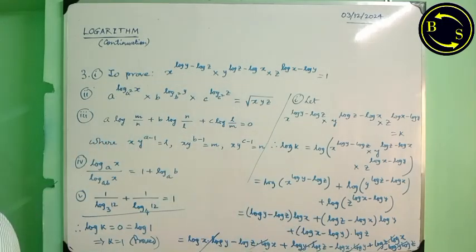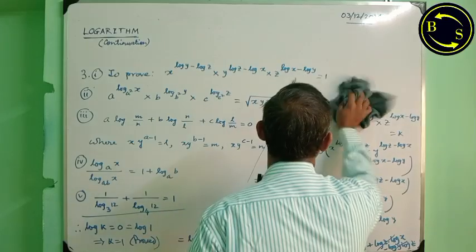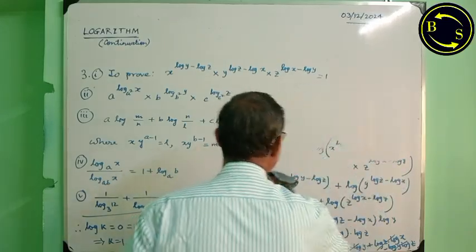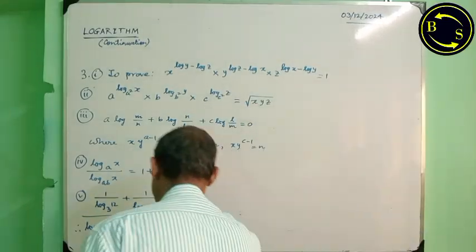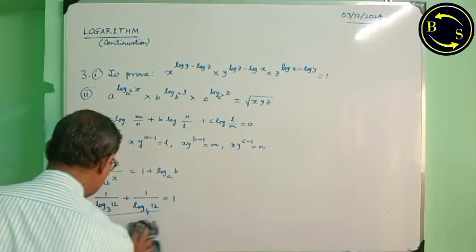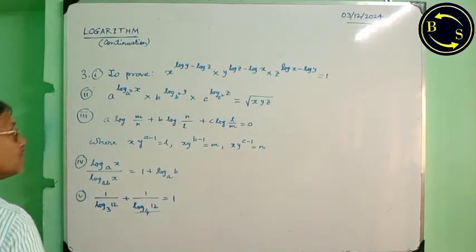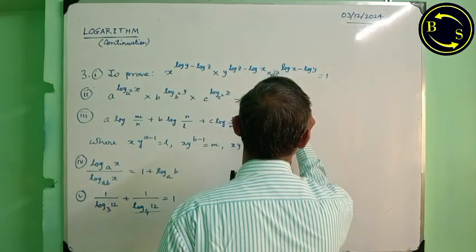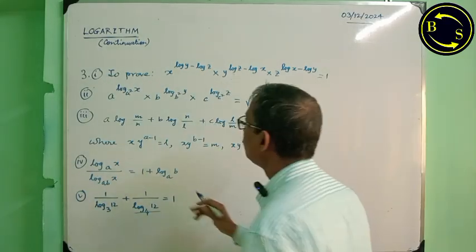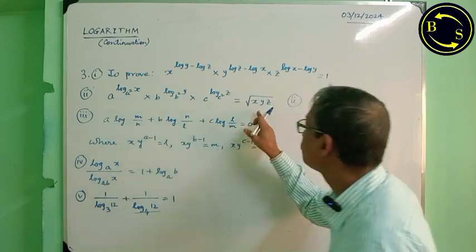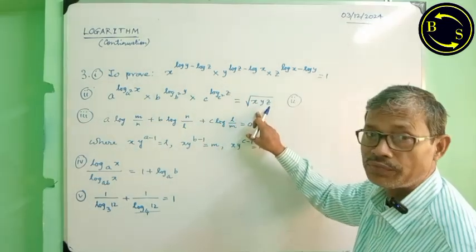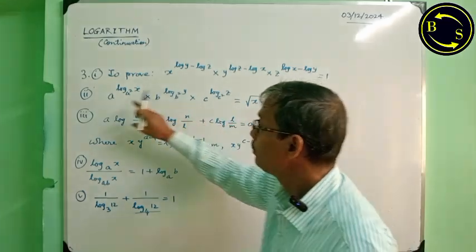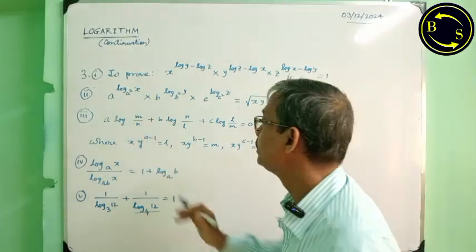Now we move to sum number 2. Number 2. Product of these is equal to root over xyz. Therefore, I start like this, taking this one first and simplify.